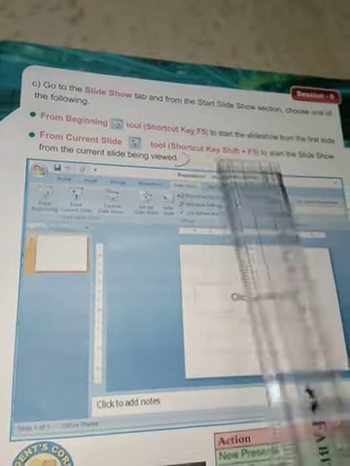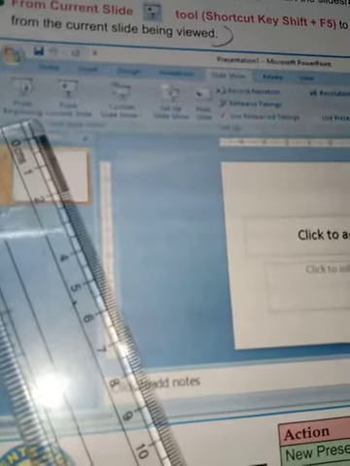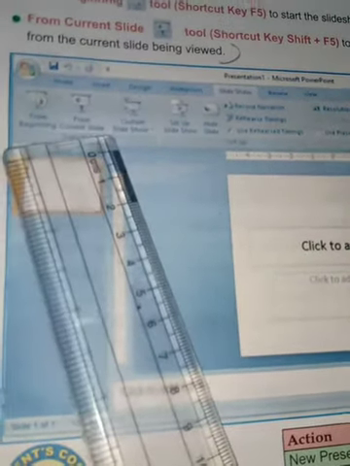So here you have it, see, in the Slideshow menu bar, here you can select From Beginning or From Current Slide, like this.